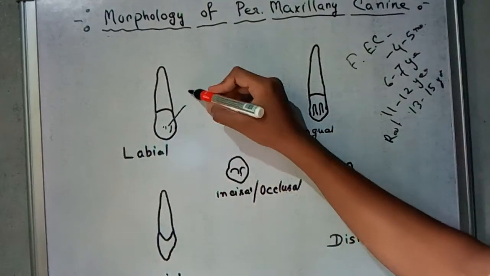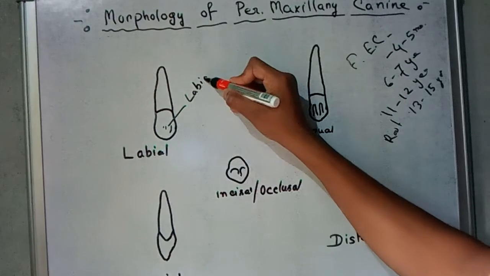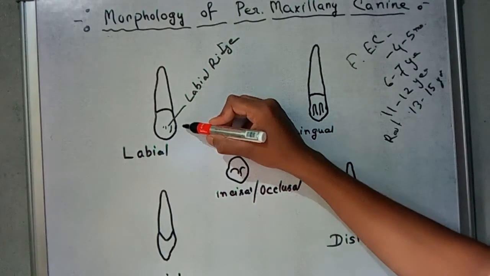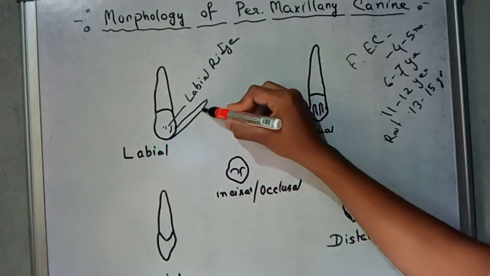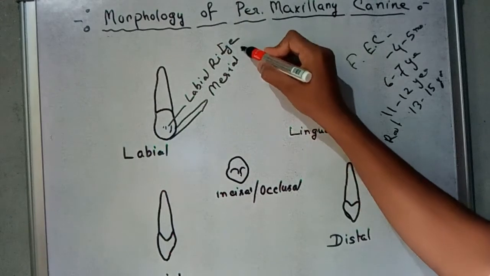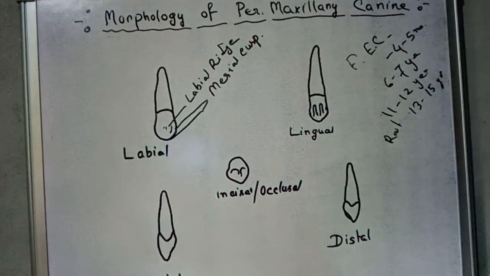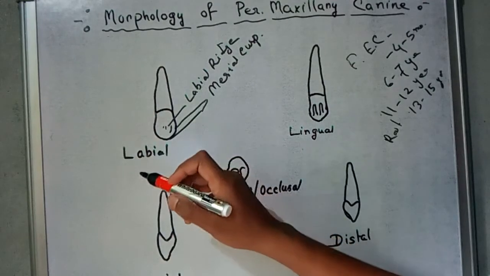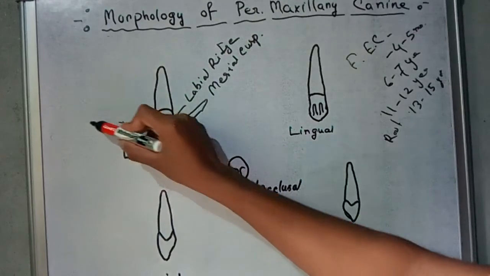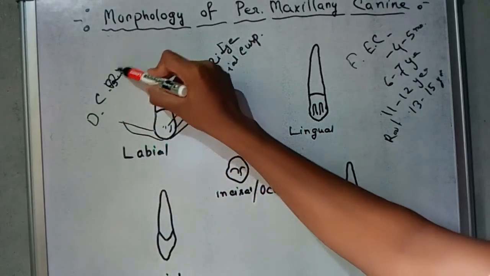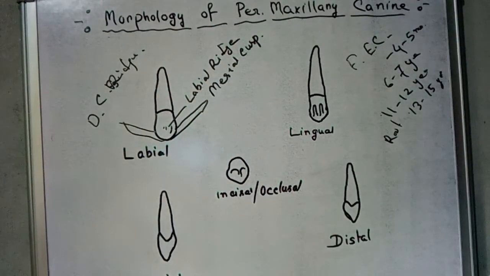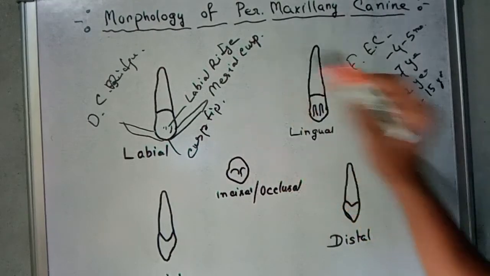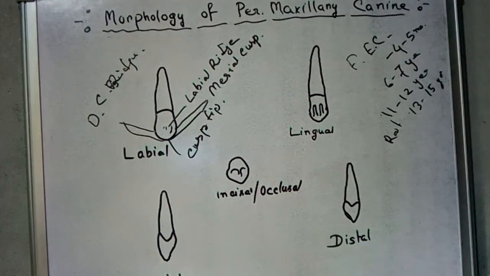This is the labial ridge, these are the mesial cusp ridge and the distal cusp ridge, and this is the cusp tip. So the labial aspect has been discussed.